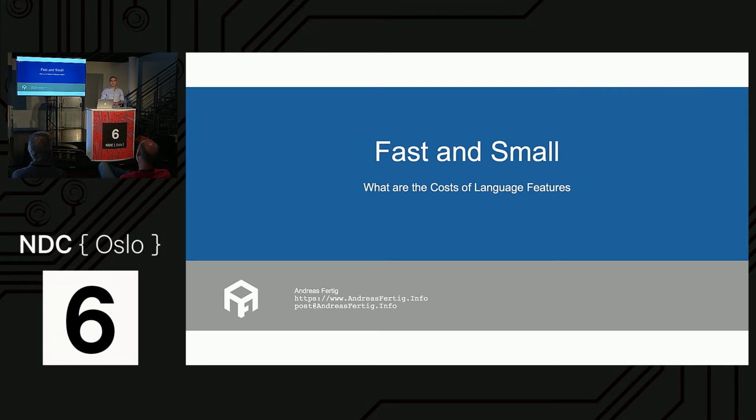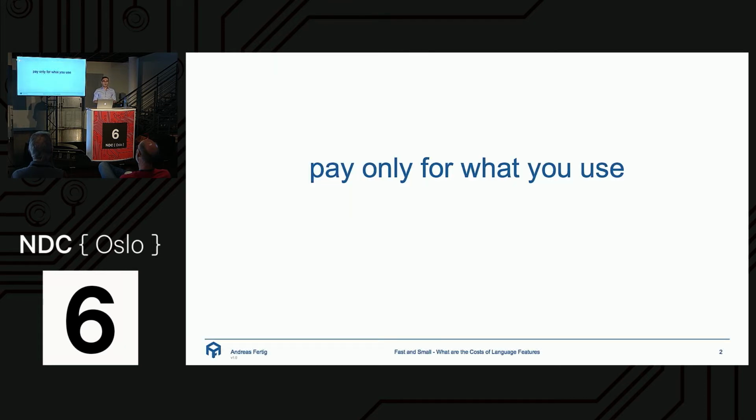Today I'm going to talk to you about fast and small. What are the costs of a language feature? What's the idea behind that? Pay only for what you use is the motto I associate most and strongly with C++. And I think it was around 2005, the technical report about C++ performance got out. And it's a document I like still today because it tells us a little bit what's going on behind the scenes and which code do we actually produce.